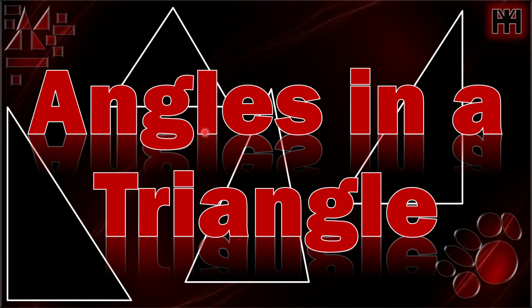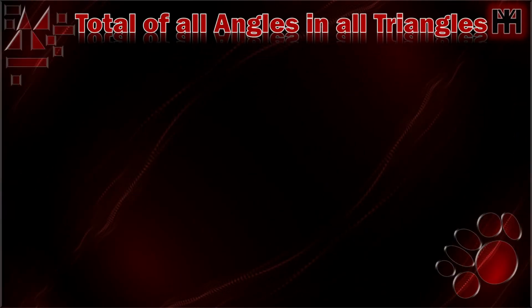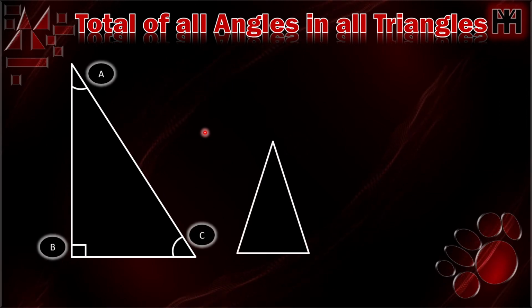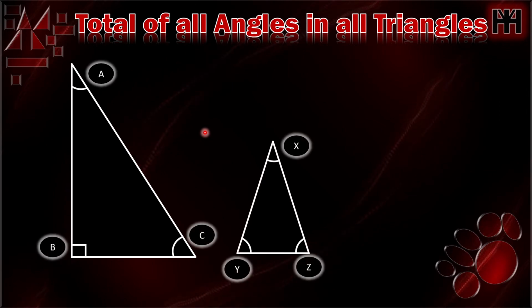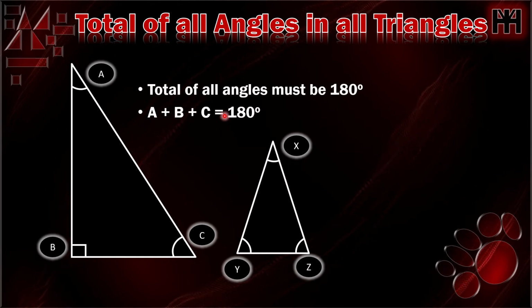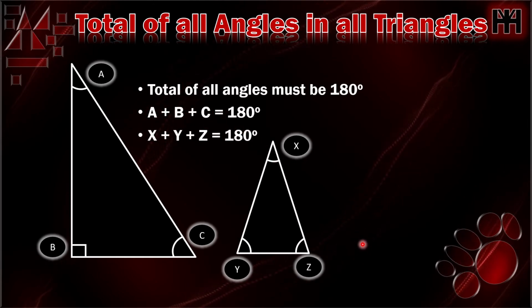Okay, angles in a triangle. For any triangle in the world, the sum of its angles must be 180, whatever it is. Okay, so let's see here. If it's A, B, and C, they added together must equal 180. X, Y, and Z, 180. Any triangle you see in the world, the sum of its angles must be exactly 180.